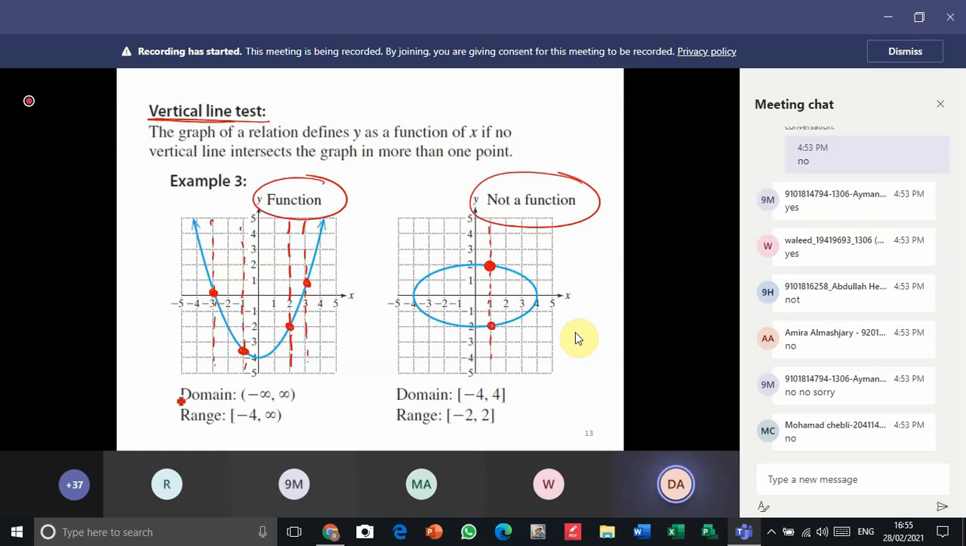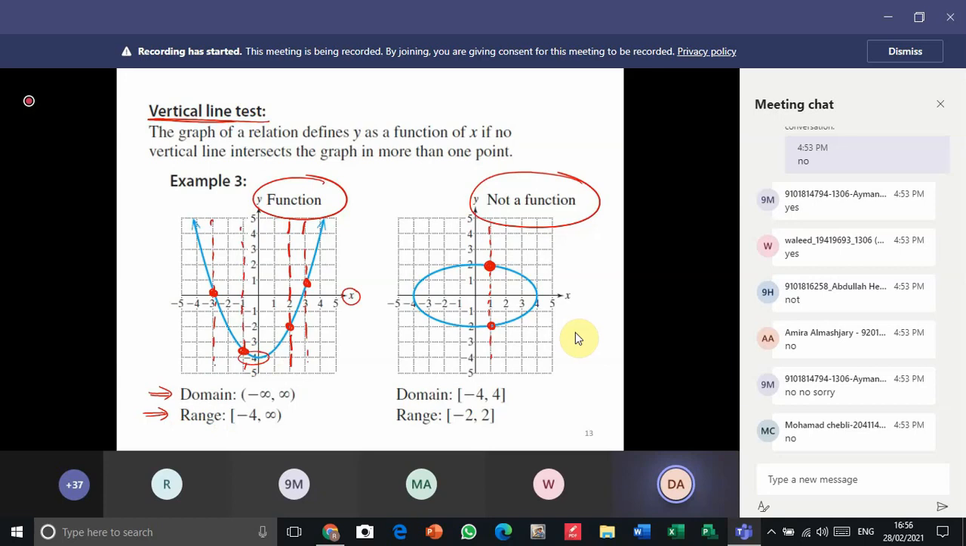The domain is the value of x, from minus infinity to infinity. The range is the value of y, from -4 and above. So the range is from -4 and above to infinity.